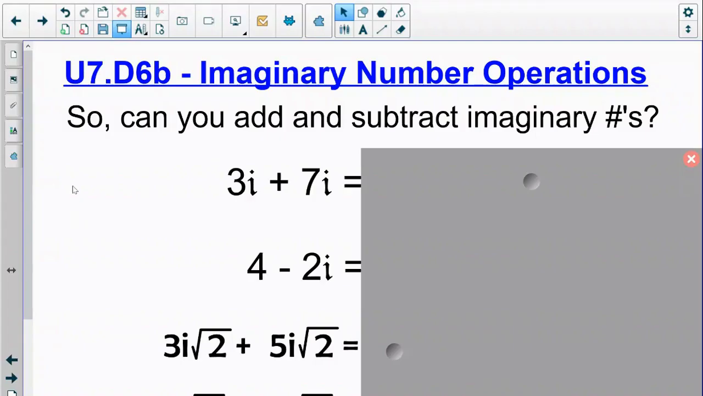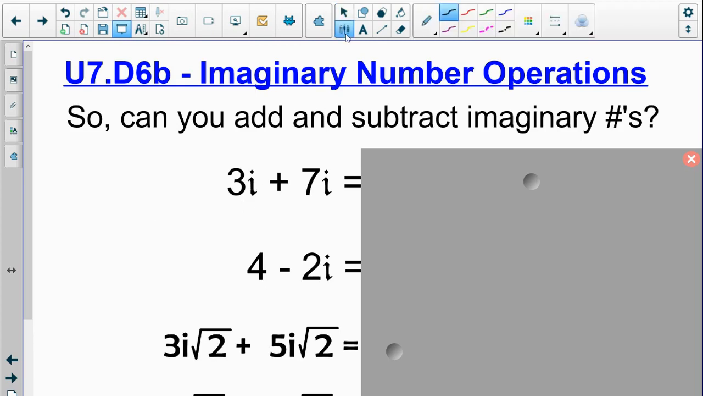Hey guys, so today we're going to take a look at imaginary number operations. You want to make sure to watch all the way to the end through the examples. There's something you need at the end of the video to complete your homework today. All right, so with imaginary number operations, we're looking at, is it possible to add or subtract or multiply imaginary numbers as we learned about yesterday?